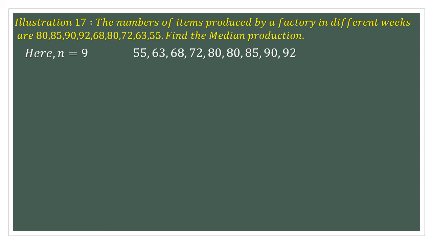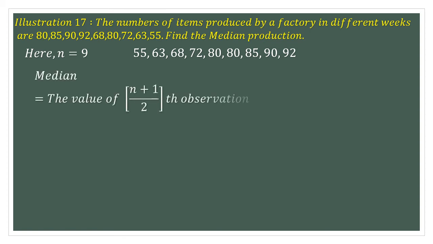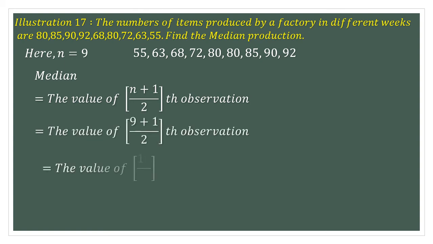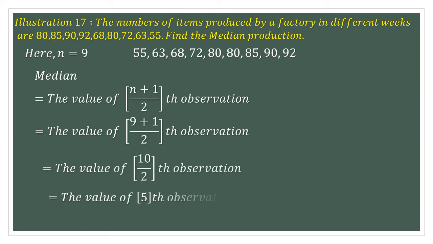Now once we have got this, we can start with our formula, that is median, the value of (n plus 1) upon 2 observation. As we know, the number of observations here is 9, so we replace n with 9. So 9 plus 1 upon 2, that would be 10 upon 2, that would be the value of the fifth observation. We can start from either side, but we have to go towards the fifth observation. So 1, 2, 3, 4, 5. From either side, the fifth observation value is 80. So that means the value of median is 80.